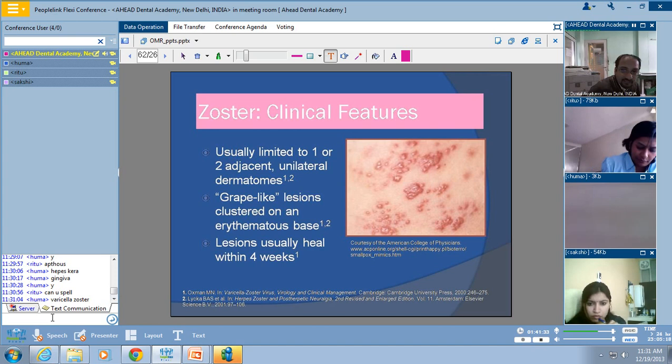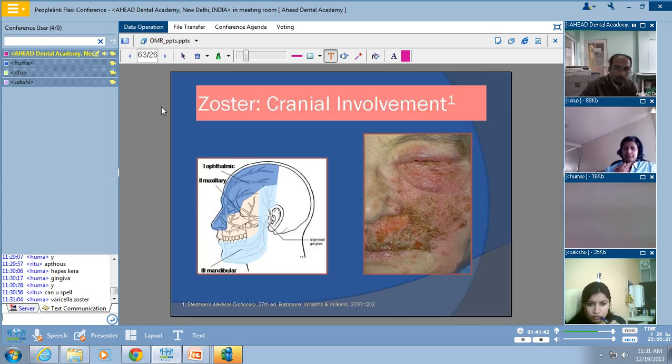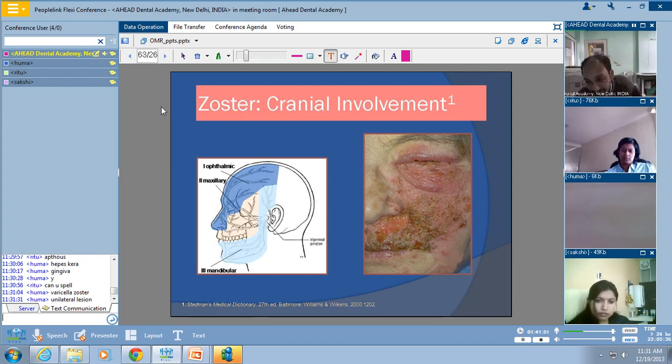Now the hallmark of herpes zoster. Why do you think I have shown this picture? Simply because, as she has correctly said, it is an example of a unilateral lesion. Very good. If your lesion is unilateral, it has to be herpes zoster. If your lesion is bilateral or crossing the midline, it cannot be herpes zoster. For a lesion to be diagnosed as herpes zoster, it needs to be unilateral.